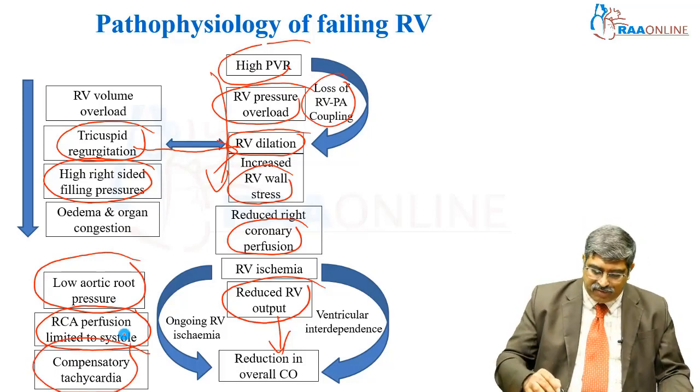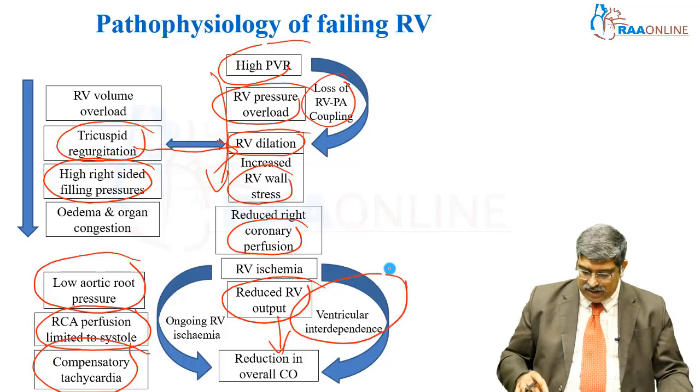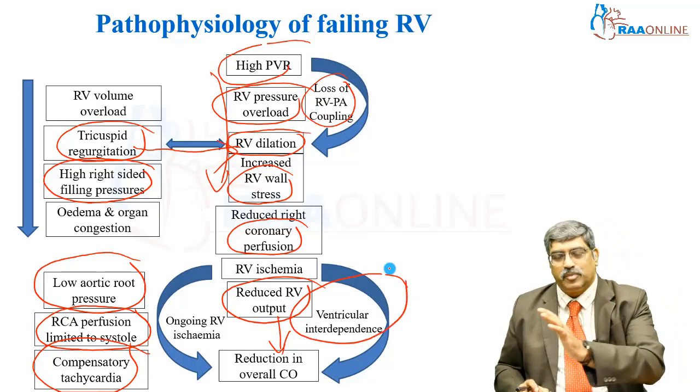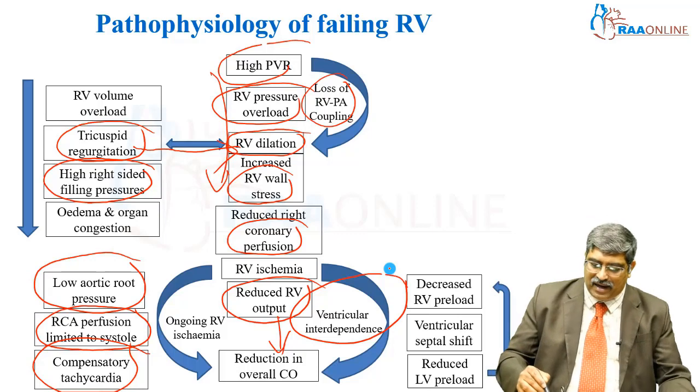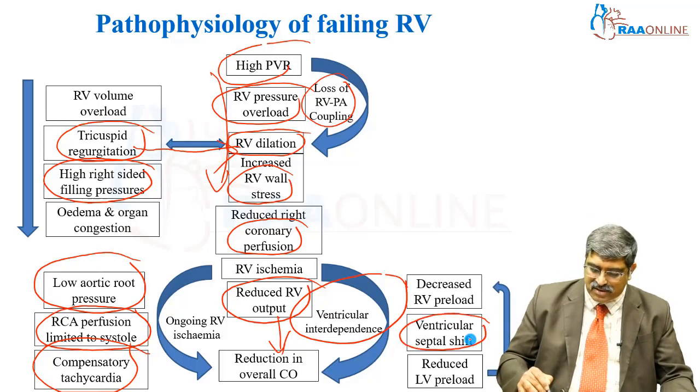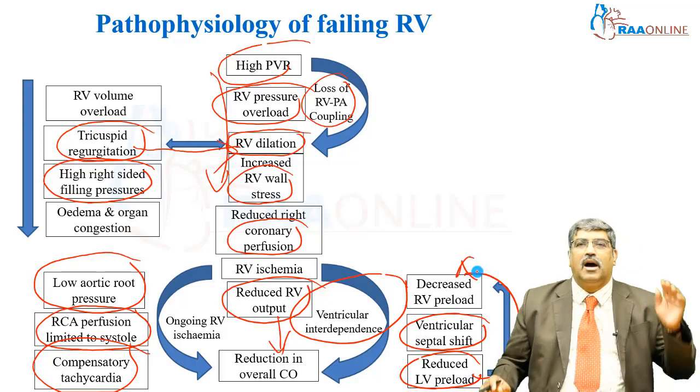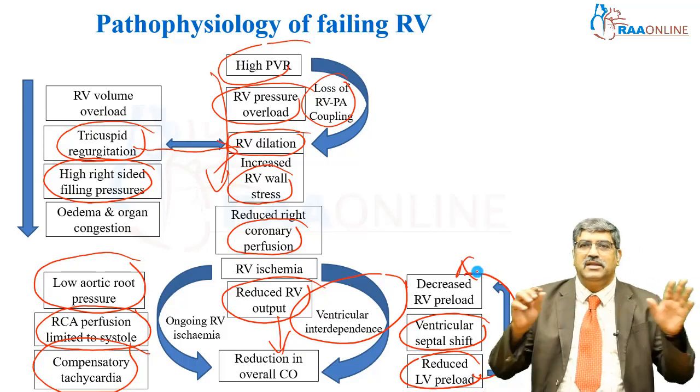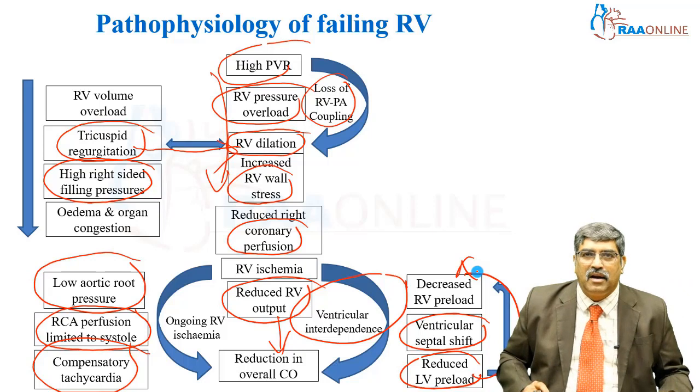And coming to left ventricle, there is ventricular interdependence. Your septum is pushed towards the left ventricle and there is ventricular septal shift, reduced LV preload, which also reduces the RV preload. This is the pathophysiology of failing right ventricle.